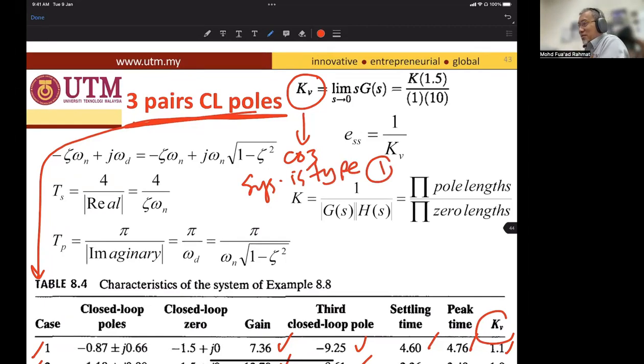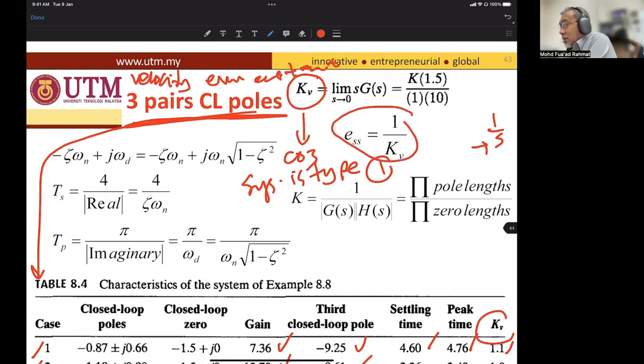Simi Chin. So the system type is type 1 because we have a 1 over S. Remember? In the open loop transfer function, we have 1 over S. So system type 1, so system type 1 always correspond to KV. Could you try again? So what is KV? KV is the velocity error constant. Jot down. Right, and then the steady state error will be 1 over KV.